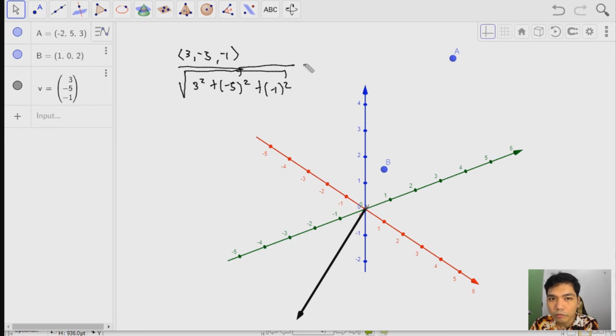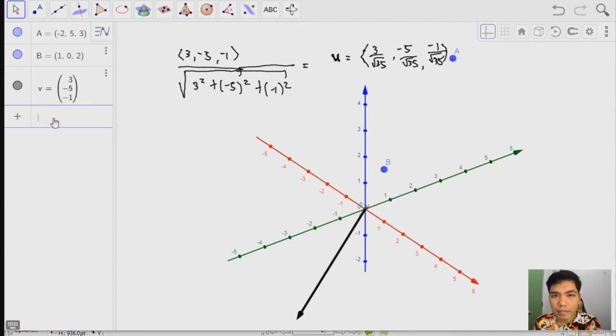Okay? So, therefore, the unit vector in this case, let's say the unit vector U, would be equal to, ano ba yung mga values? So, that's 3 over, ano ba tong value nito? So, that is square root of 35. And then we have negative 5 over square root of 35, and then negative 1 over square root of 35. So, this is your new vector.